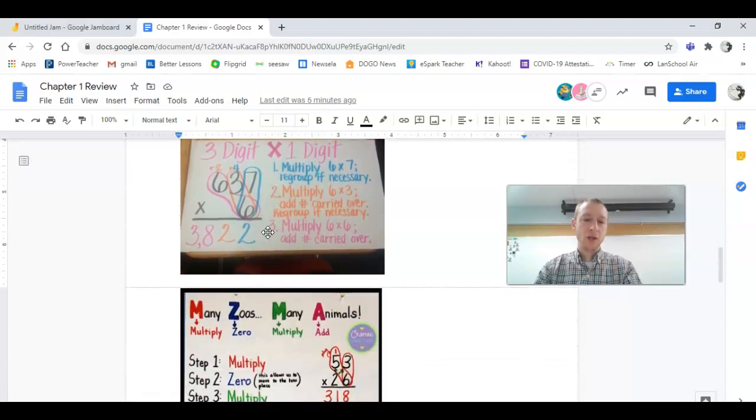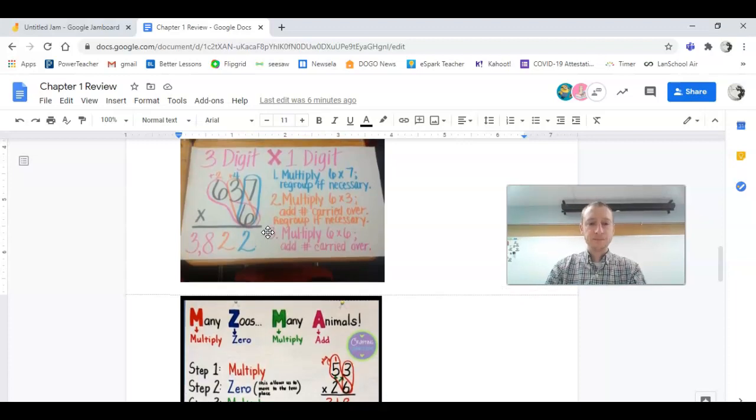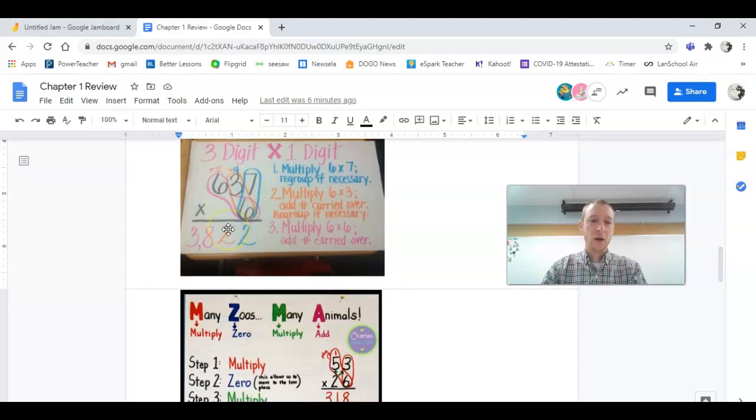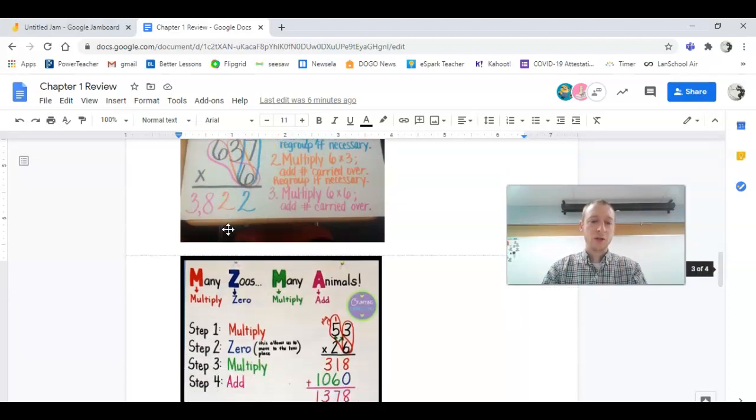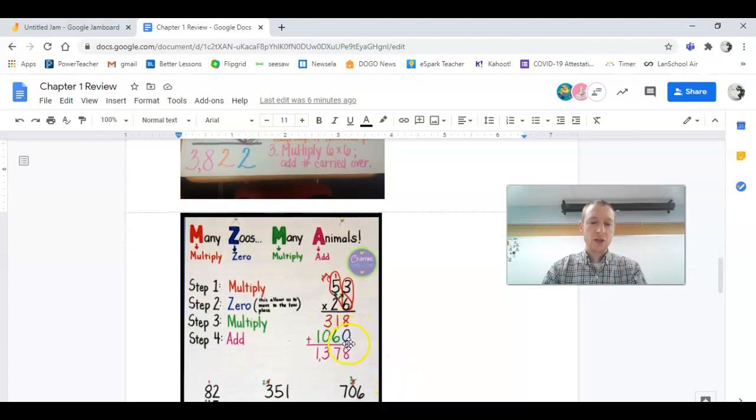Okay. Then we also did some multiplication. We multiplied by a 1-digit number or a 2-digit number. The key thing here, guys, is to multiply that number in the ones place by the ones, then the tens, then the hundreds, right? We're always moving from the right to the left. The only difference when we multiply by a 2-digit number is that magic 0. Remember, many zoos, many animals.